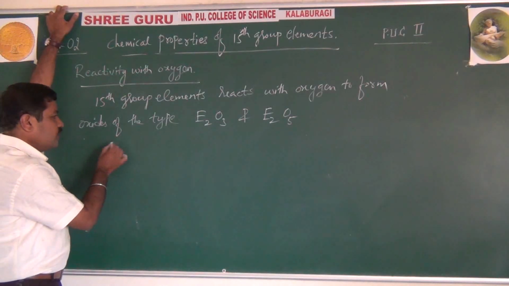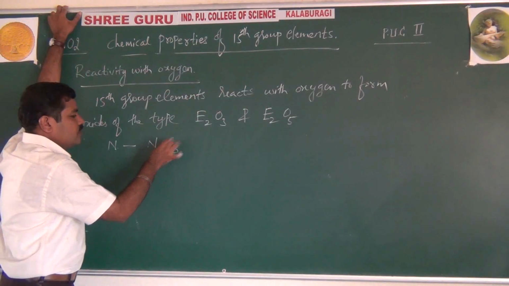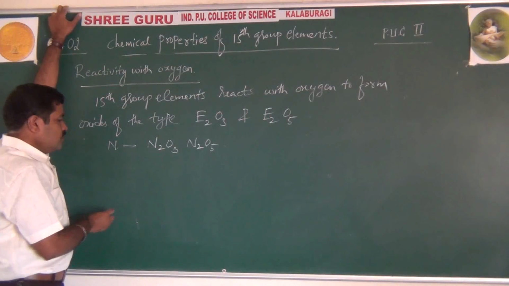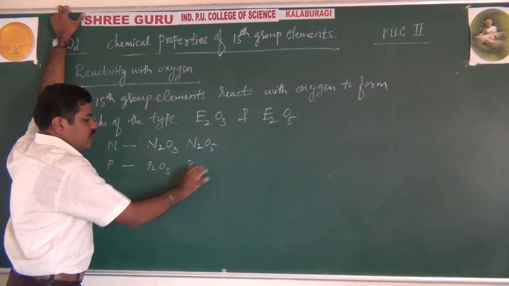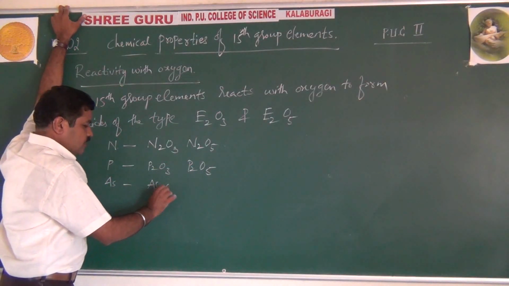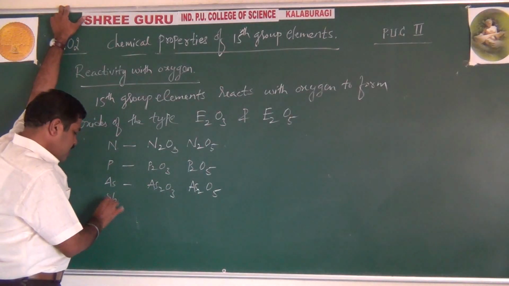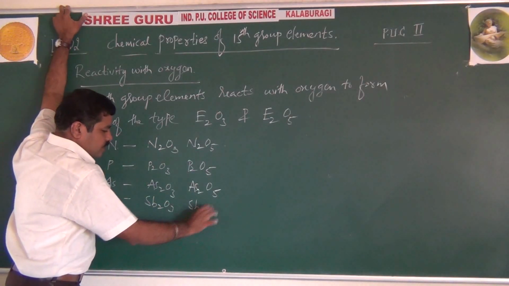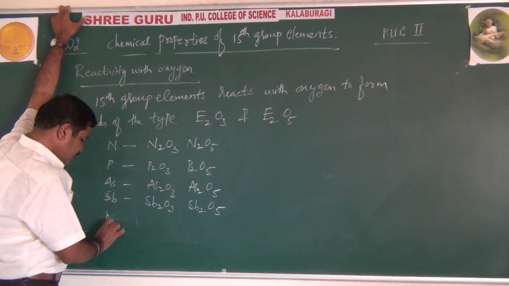Okay, let us see. First, nitrogen forms N2O3, N2O5. Phosphorus forms P2O3, P2O5. Arsenic As2O3, As2O5. Okay, antimony Sb2O3, Sb2O5. Okay, and bismuth.